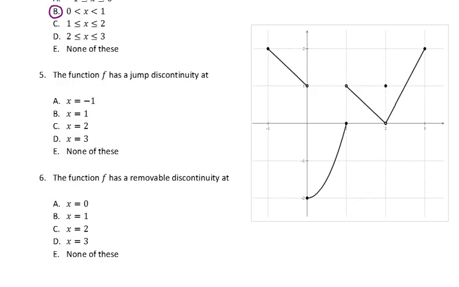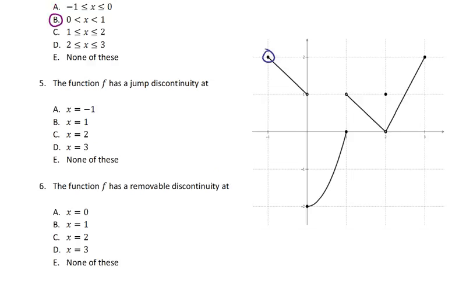And I'll scroll down. In question 5 it asks, the function f has a jump discontinuity at which of these? At -1? Well, -1, that's the end of an interval. We wouldn't consider that a jump discontinuity. At x equals +1, there is a jump discontinuity. At x equals 2, since the behavior from the left and the right is the same, we consider that a removable discontinuity, but not a jump discontinuity. At x equals 3, that's the end of the interval. So the proper answer there is x equals 1.